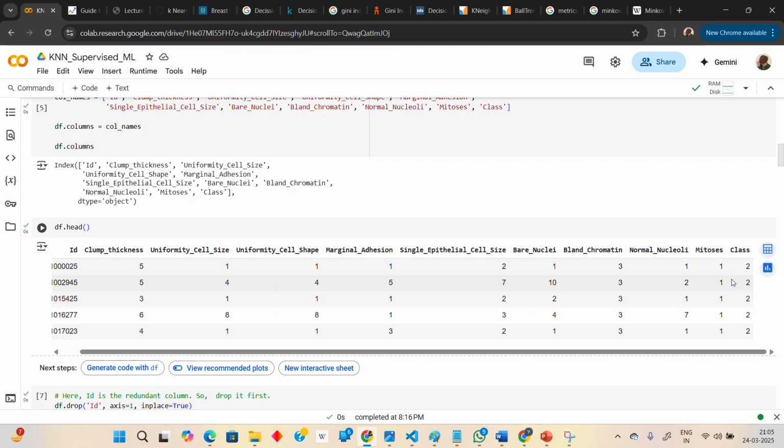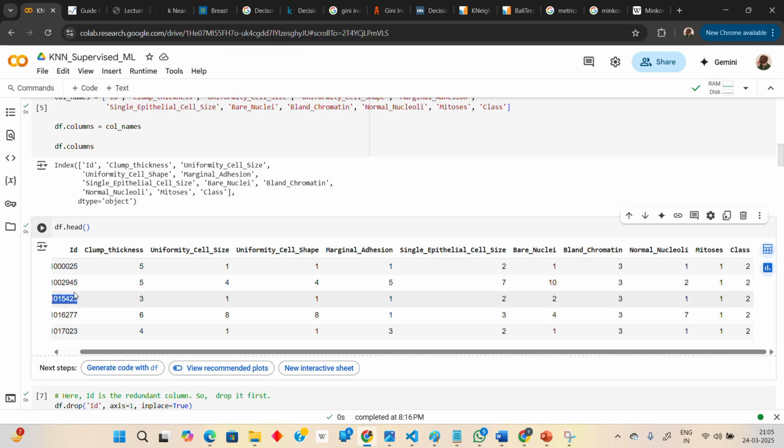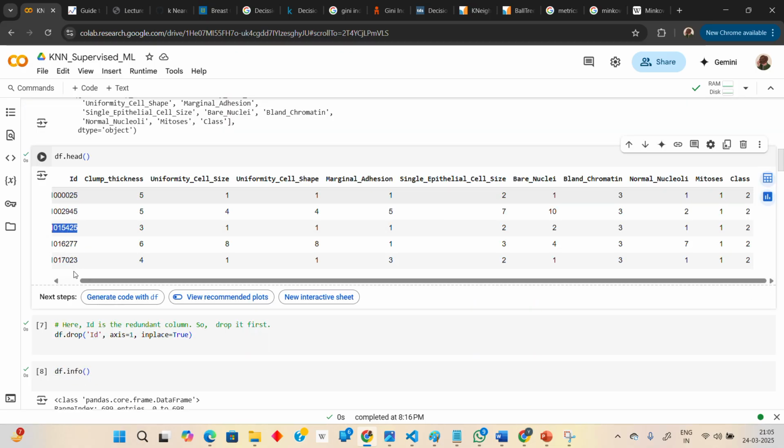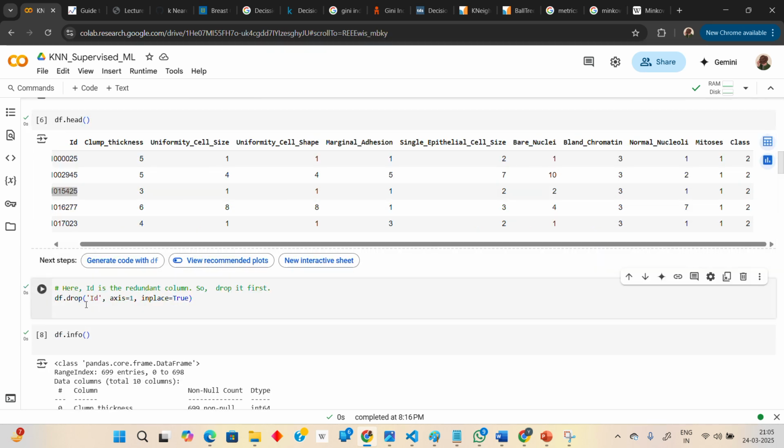So to define the class, right? These are all the blood values. Correct, right, Maria? ID is not at all an important factor here, so simply we can remove that one permanently.